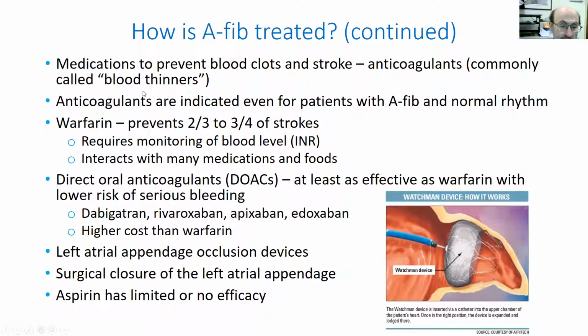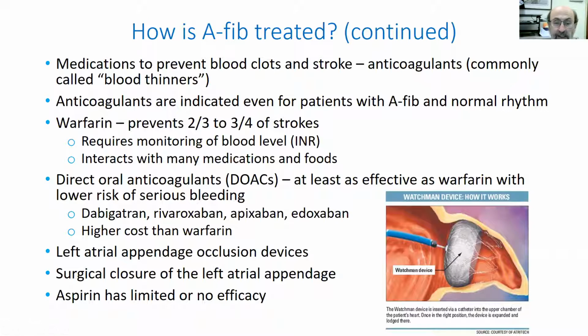Then, most importantly, to try to prevent stroke and blood clots in the left atrial appendage, we very frequently will prescribe anti-clot medications. These are commonly referred to as blood thinners. I don't like this term at all because these medications do not thin the blood. They prevent blood clots from forming. And so anti-clot medications is a much better term.